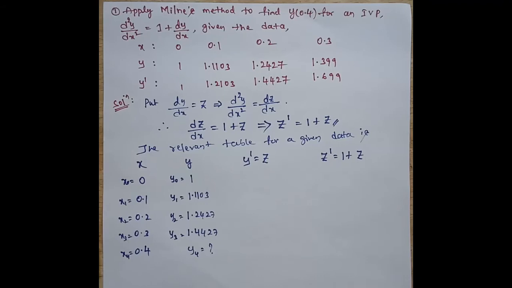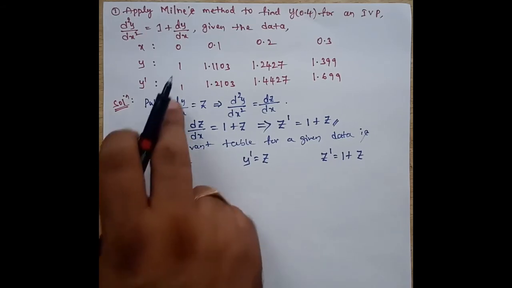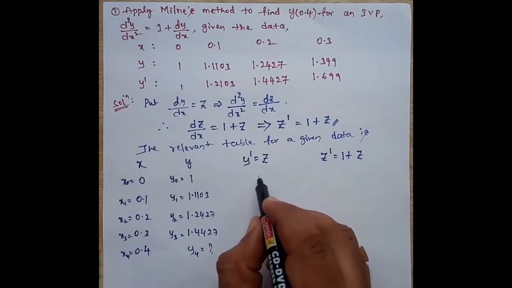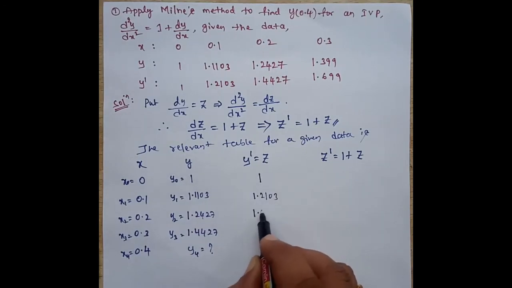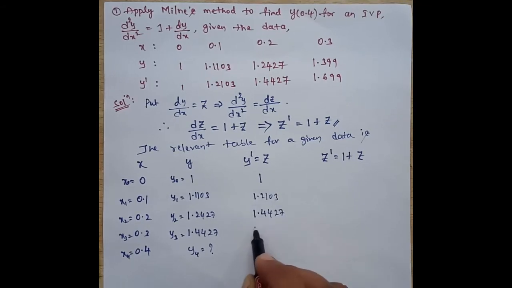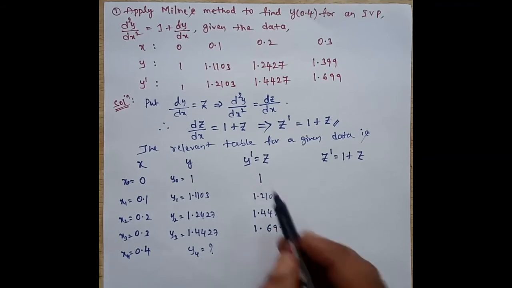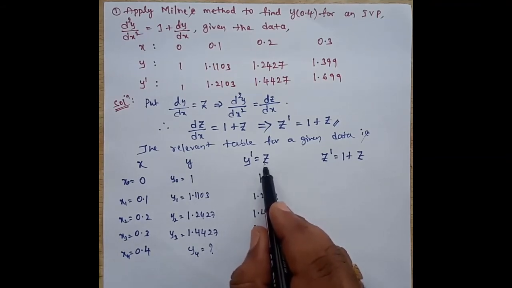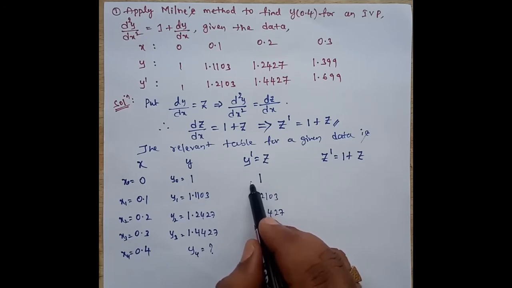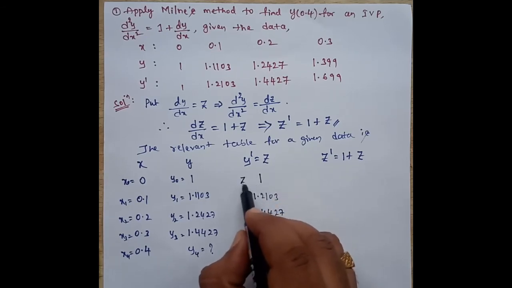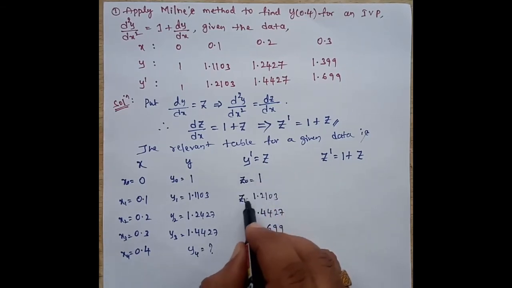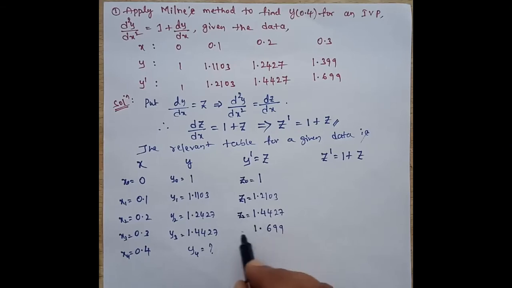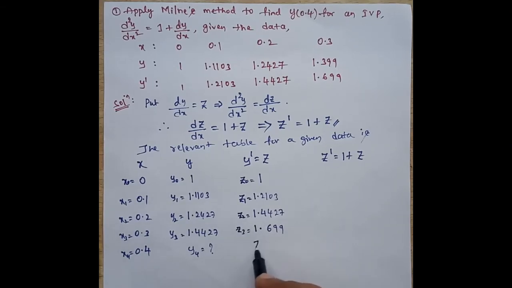Right. Now we have the y dash values. Let us substitute them: 1, 1.2103, 1.4427, 1.699. These are the y dash values, but you know y dash is z. So this is the value of y0 dash, but I'll write it as z0 because y dash is the same as z. This one I can write as z1, this is z2, z3, and z4 is also unknown.